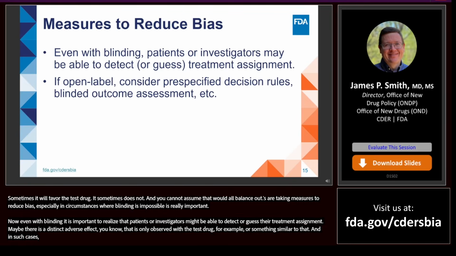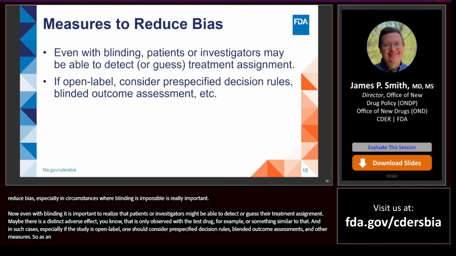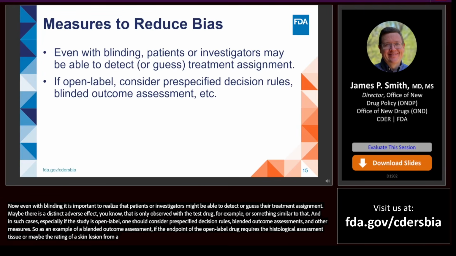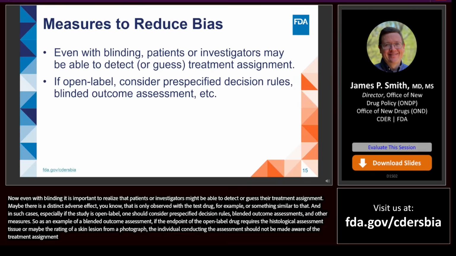So as an example of a blinded outcome assessment, if the endpoint of an open label trial requires the histological assessment of tissue, or maybe the rating of a skin lesion from a photograph, the individual conducting the assessment should not be made aware of the treatment assignment. And this doesn't prevent all bias from entering the study, of course, but it would be an attempt to mitigate a biased assessment, again, whether conscious or unconscious, by the study personnel who are aware of what treatment the participant is receiving.